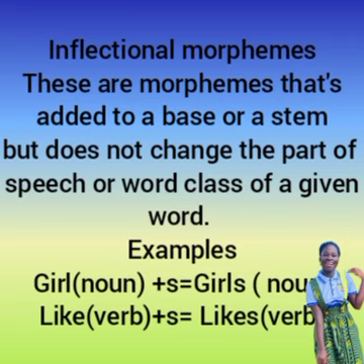Examples. Let's take a word like girl. Girl here is a noun. When we add s to it, it becomes girls. That is the same noun. So the word class, that is noun, when we add a morpheme to it, it doesn't change. It remains the same. If it is noun, it's the same noun. If it is verb, it is the same verb. It does not change the word class or the part of speech of the word.